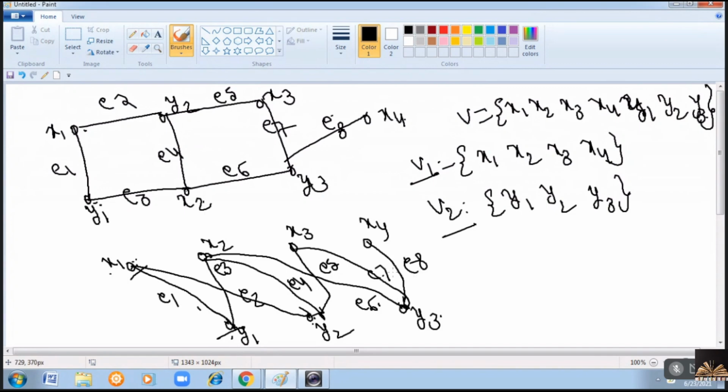So, when you observe this, all the edges are drawn such that one end point is in one group and another end point is in the other group. Therefore, you can say that the given graph is a bipartite graph. Clear? So this is one way of checking whether the given graph is bipartite or not. But this is somewhat difficult. Why? Because you have to divide the given vertices into certain groups.